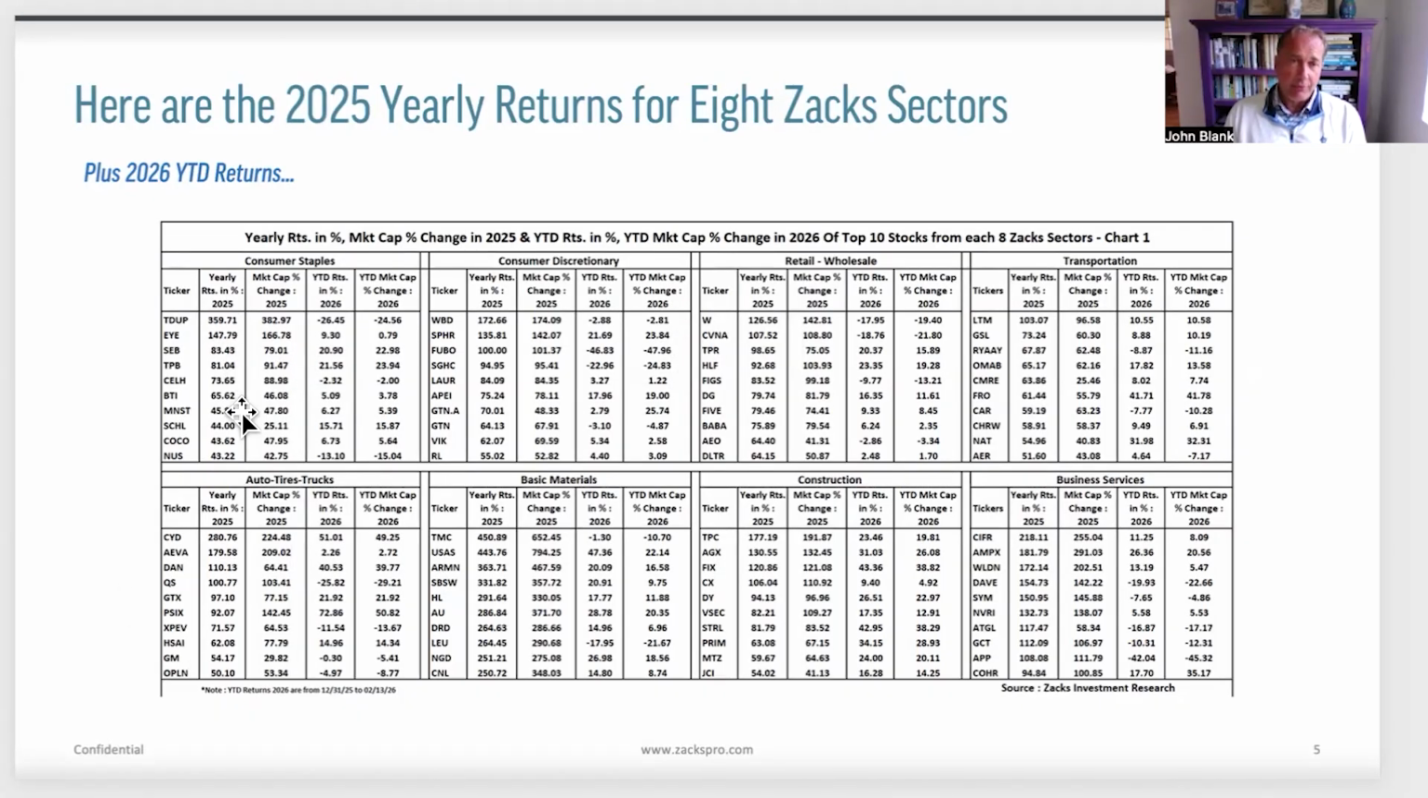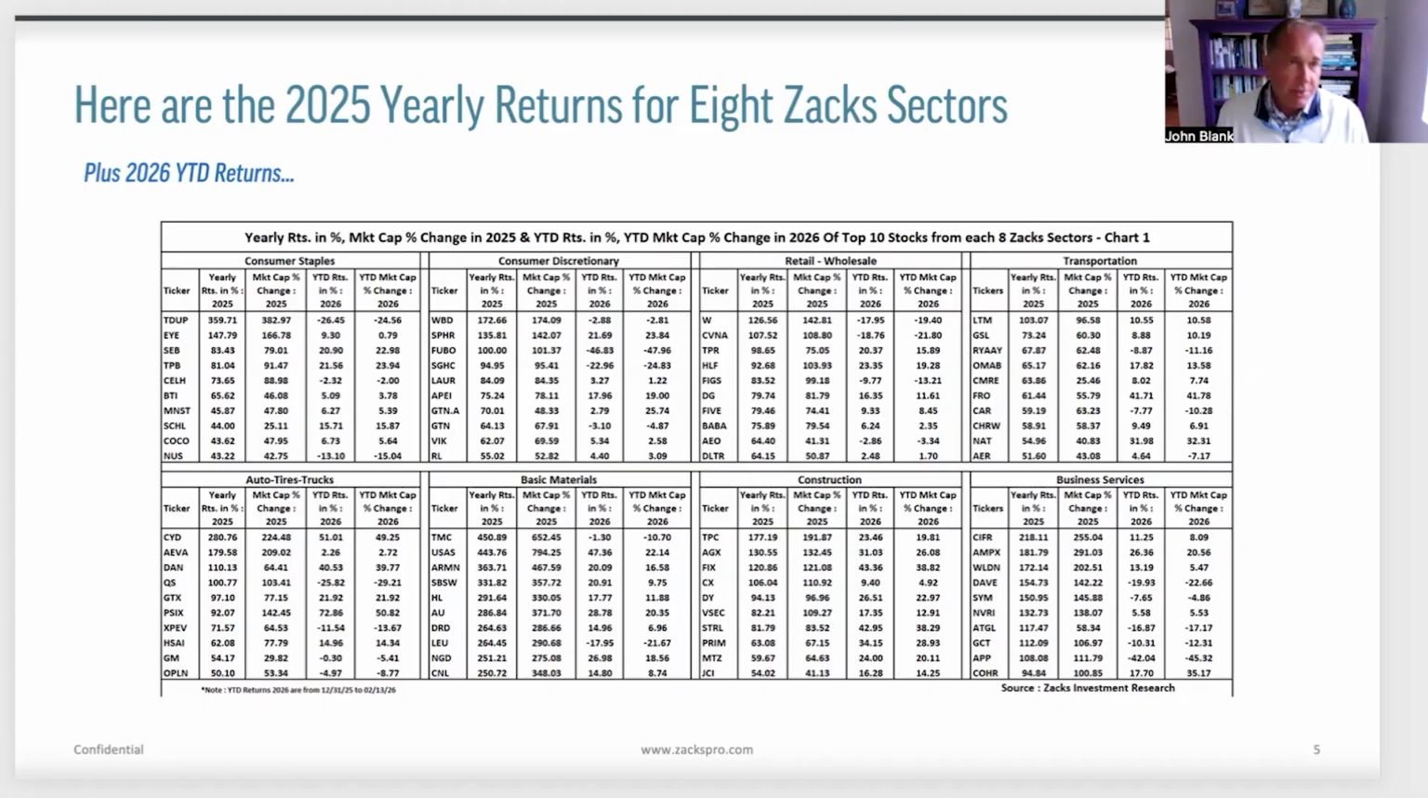So here are the top returns of 2025 in staples, for example. Here are the top returns in 2025 for consumer discretionary. And over here, we've got the year-to-date returns for 2026. So it's yearly returns and the market cap change. Of course, market cap change matters to returns, just to show you that some of these gain very little. They're so small cap, and some of them gained a whole lot in terms of market cap change.